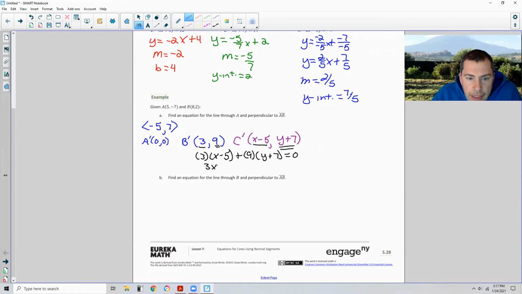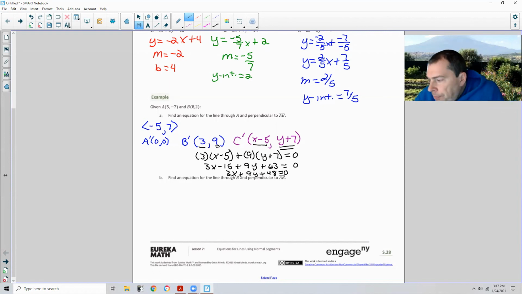This will give me 3x minus 15 when I distribute, and 9y plus 63 equals 0. So then I get 3x plus 9y plus 63 minus 15 is 48 equals 0. Okay. Then I'm going to solve for y, and we're done. So let me move this up here.